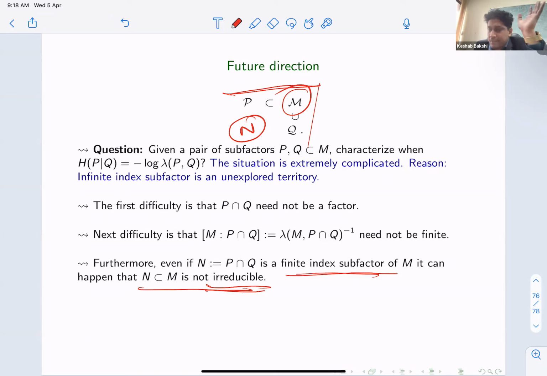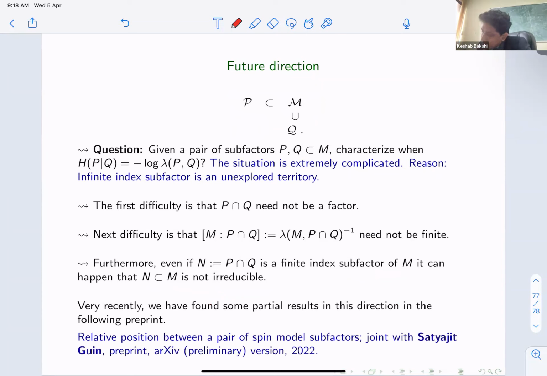Whatever I have done in my work only works for irreducible subfactors, and beyond that I don't know if there is anything in the literature. However, very recently with my colleague Satyajit Gwin, still at a preliminary stage, one version is on arXiv. We'll very soon upload version 2, with some substantial improvements, where we have tried to describe relative entropy beyond the irreducible case.